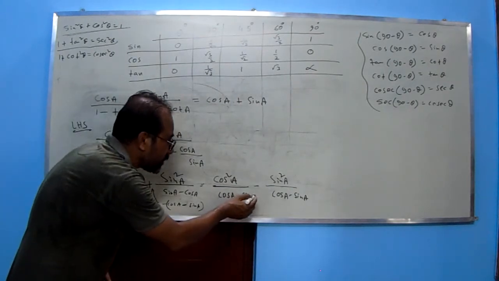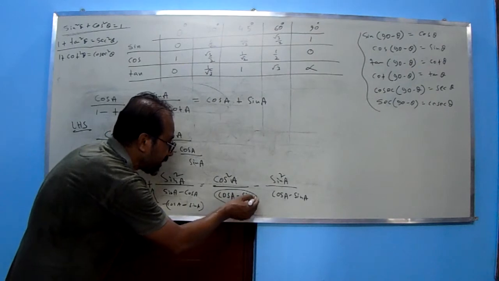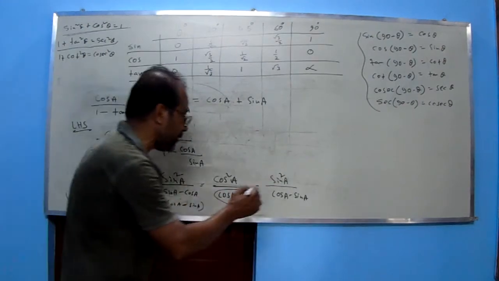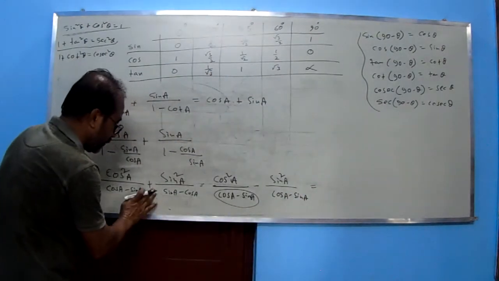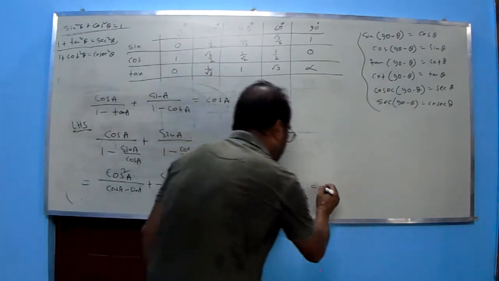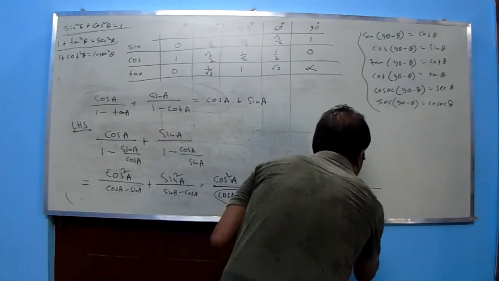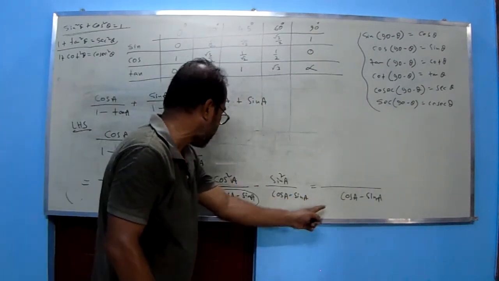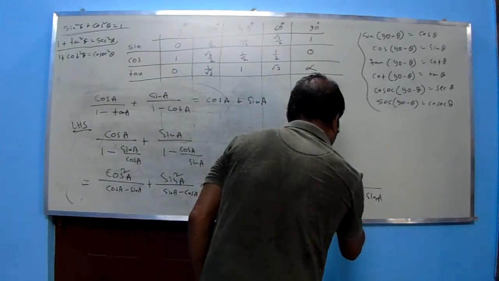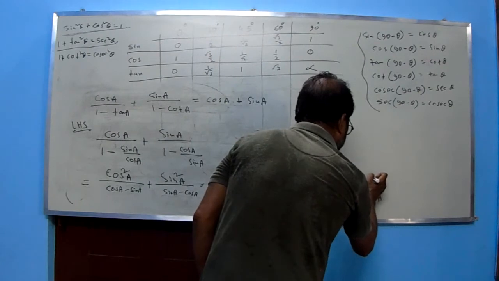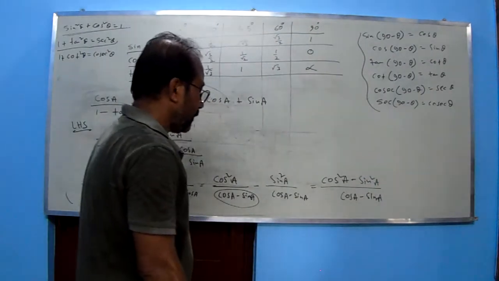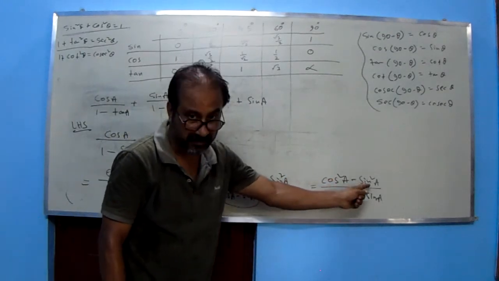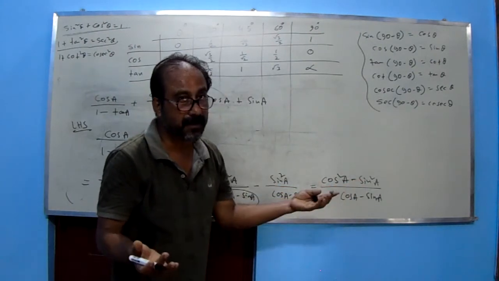Now LCM is to be taken, and you have an easy facility: cos A minus sin A and cos A minus sin A are both denominators, so the LCM will be cos A minus sin A. I am also rubbing off this part because it is giving some mismatch. Now this cos A minus sin A is taken as LCM, so it is cos square A minus sin square A. Cos square A minus sin square A is A square minus B square, and A square minus B square means A plus B into A minus B.